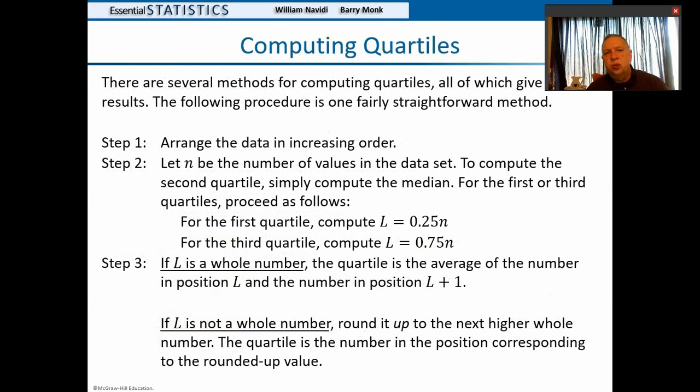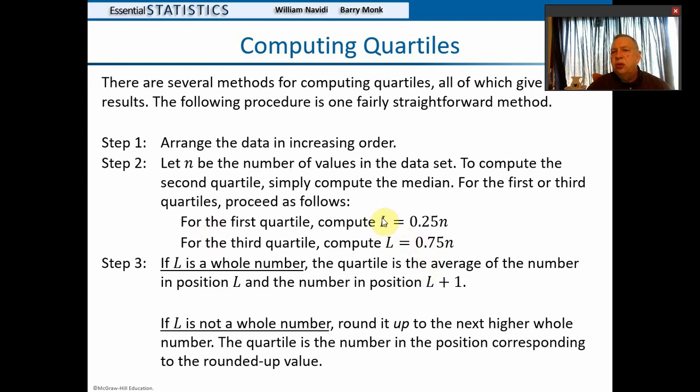So how do we compute these quartiles? This is one procedure. There are many ways, and if you use Excel or a calculator, you might not get exactly the same number as what you would calculate, but this is a reasonably easy way to go about calculating quartiles. What you're going to do is arrange the data in increasing order. Just like we would to find the median, we're going to sort the data. And then I've got n values.